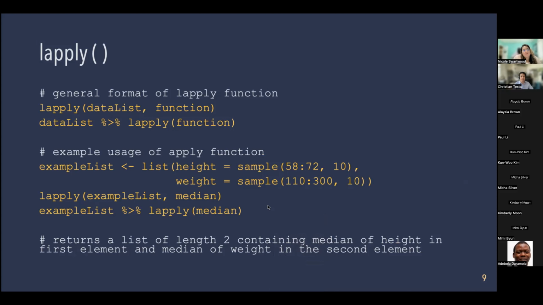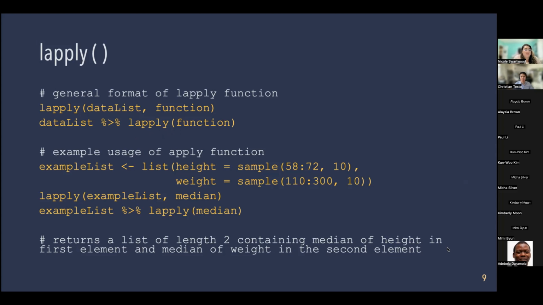Now suppose that we'd like to apply a function across each element of a list. For example, what if we had a list of biometric data and we'd like to know the median of each of those values so we could better describe the underlying population? For this, we could use the lapply function to apply the median function to each element of the list containing this data. The general form of the lapply function requires you to pass in your data as a list and then the function you'd like to apply. And I've also shown here how you can use the pipe operator to execute this function.